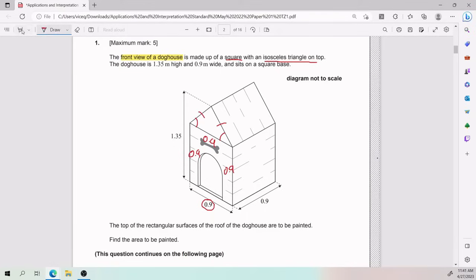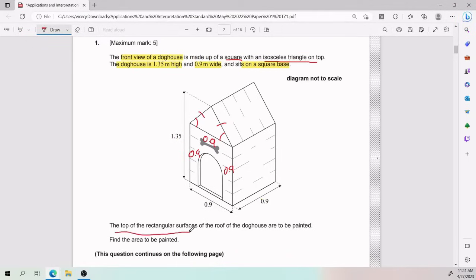They tell us that the doghouse is 1.35 meters high, that is here, so I don't worry about that. 0.9 meters wide, that is here, and sits on a square base. All right, that sort of tells me it's a square base just by giving me both of these 0.9s. See, you can assume that it's a square from there. But still, you want to double check that all the information they give you, you're taking all you can out of it.